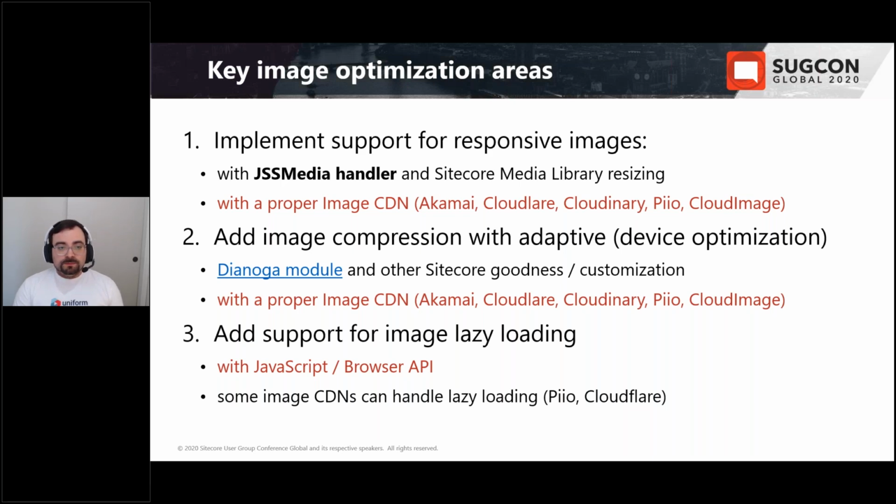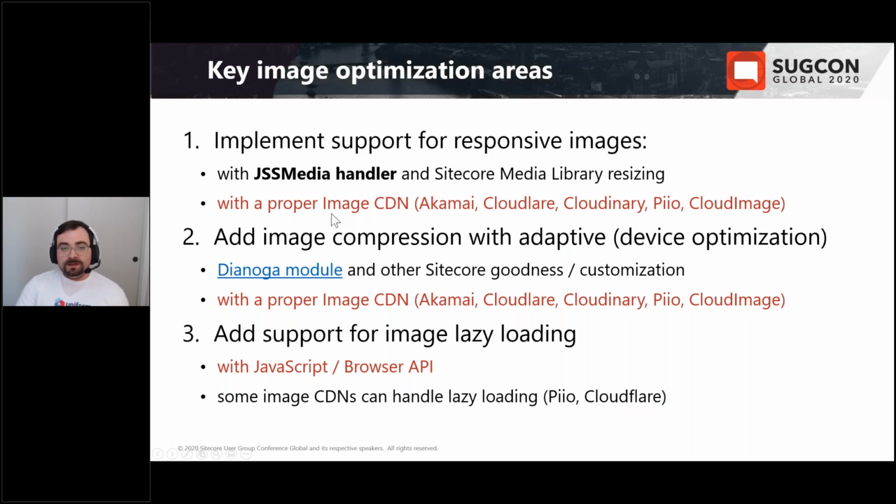So stage one, image optimization. There's a lot to talk about with images, and this is a separate session and probably a separate week-long workshop. But usually there are three key areas. First, you've got to have support for responsive images. There are two ways to do that. You can either do that with the JSS Media Handler, which has its own pros and cons.